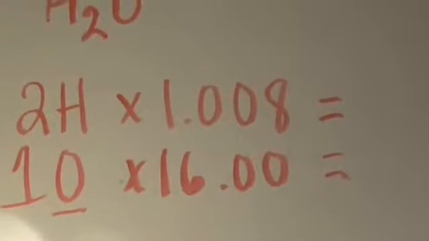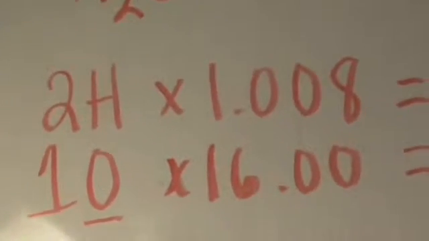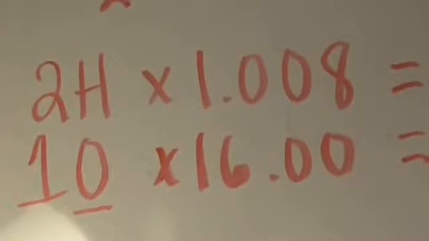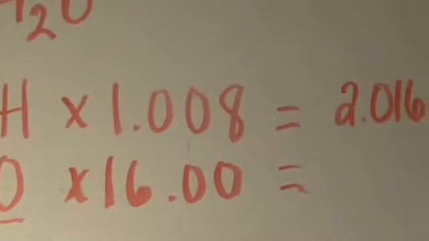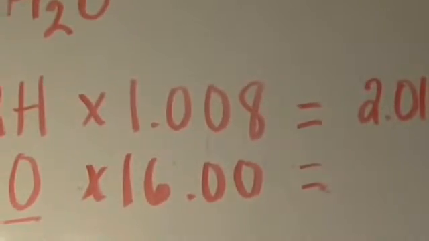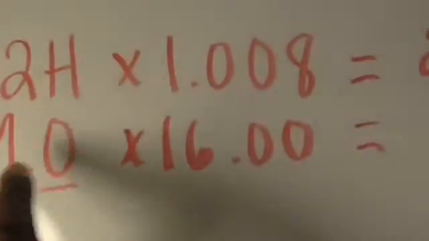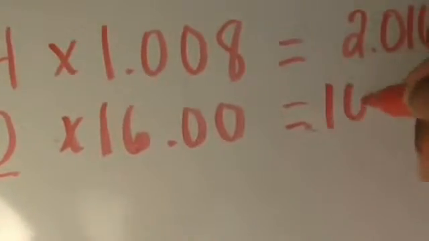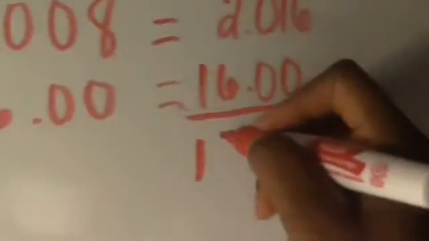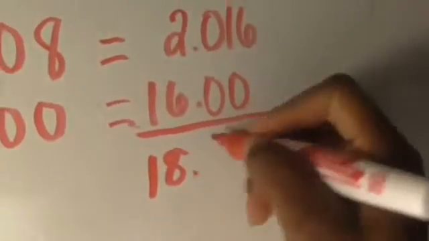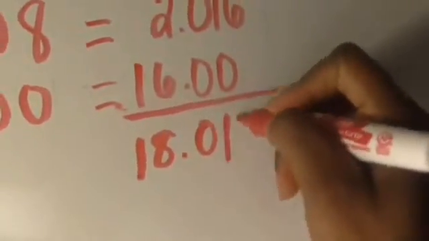But anyway, if I were to put this into my calculator, I would get 2.016 as the number for hydrogen. That's the mass contributed by hydrogen. And then 1 times 16 is 16. I would add that together, and I would get 18.016.